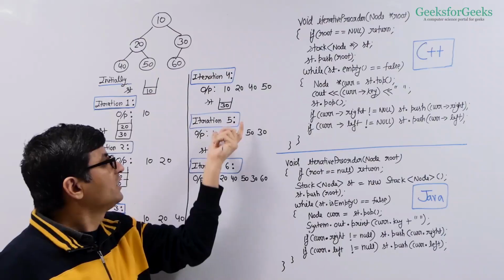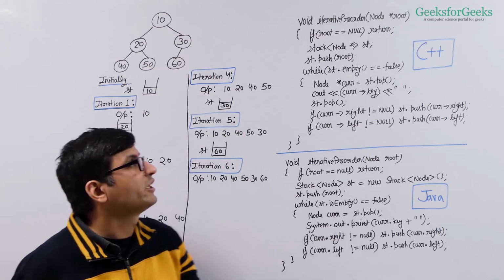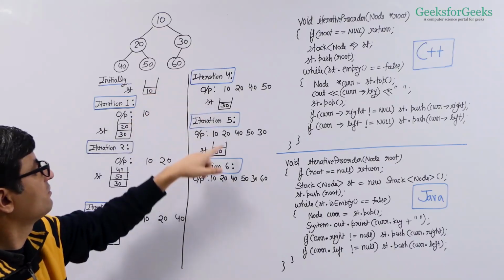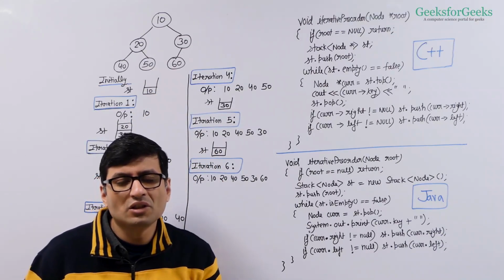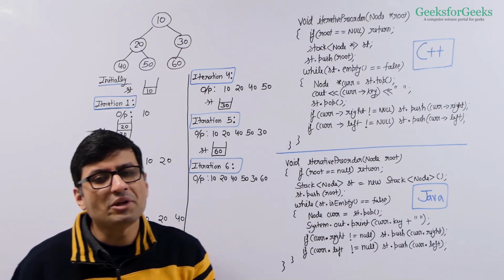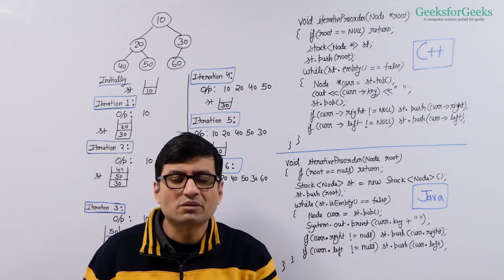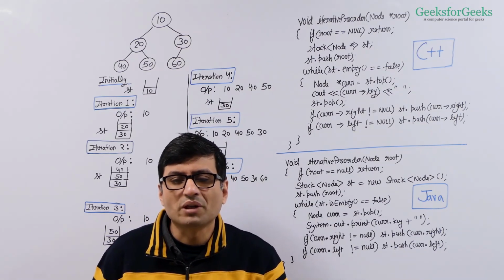After this iteration, in the next iteration, we take out 30 from the stack, we print it, and 30 has a child 60, so we push 60 into the stack. And in the next iteration, we take out 60 and we print it. So this is iterative pre-order traversal. It requires big O of n extra space for stack, and it works in big O of n time.